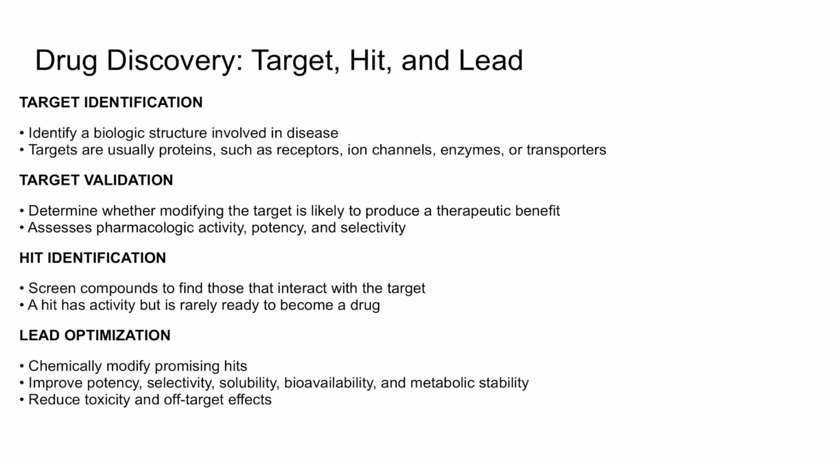All right, so getting into the drug development steps here. So target identification begins by selecting a biological structure involved in disease. Targets are commonly receptors, enzymes, ion channels, transporters, or other proteins. Target validation asks whether altering that structure is likely to improve the disease. So researchers use genetic, biochemical, cellular, and pharmacological evidence to examine the target's importance and evaluate the potency and selectivity of potential interventions. During hit identification, large numbers of compounds may be screened to find those that interact with the target.